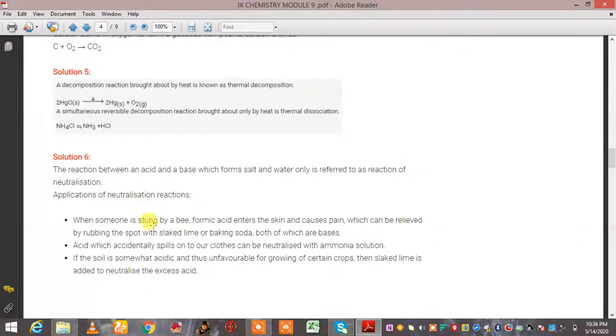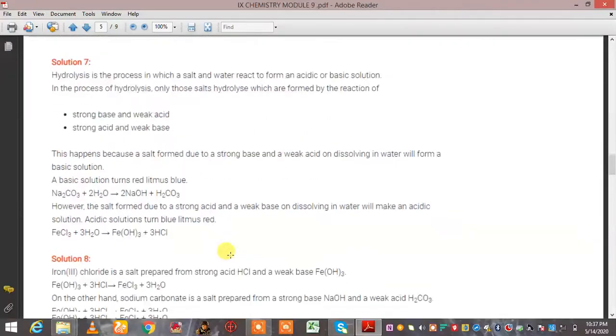What are the applications of neutralization reaction? When someone is stung by a bee, formic acid enters into the skin, and to remove that pain immediately, baking soda is applied. Then acid which accidentally spills onto our clothes can be neutralized with ammonia solution, and these are the applications.